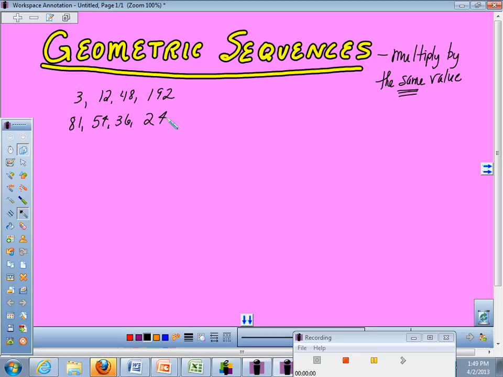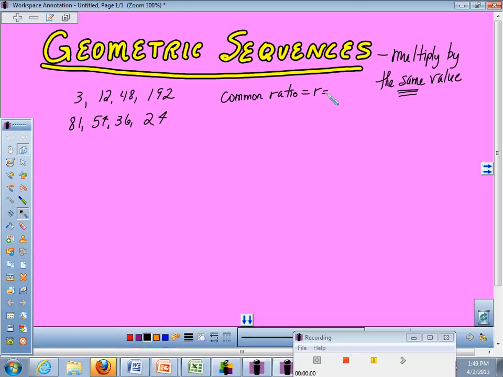By the way, the number you're multiplying by is called the common ratio. Last time it was the common difference. Now it's the common ratio. And that would be r, yes. Okay, so we need a way, like on the first one, how could you mathematically have figured out that r was 4?